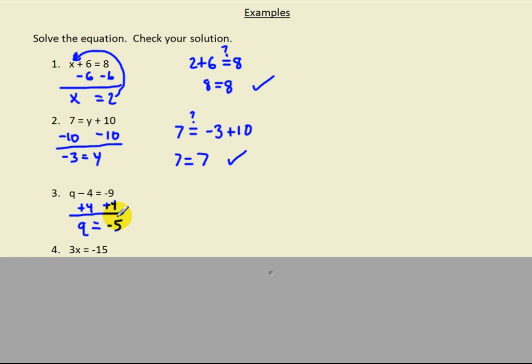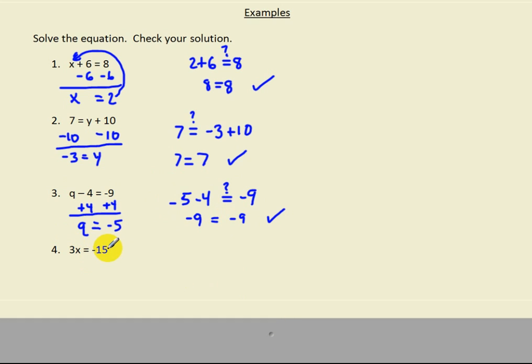And then to check our solution, we substitute negative 5 back in place of q. Negative 5 minus 4, and we want to know, does that equal negative 9? Negative 5 minus 4 is indeed negative 9, so our solution checks.